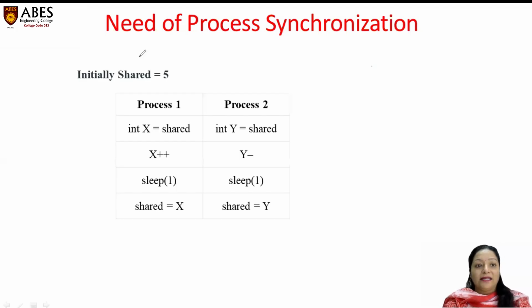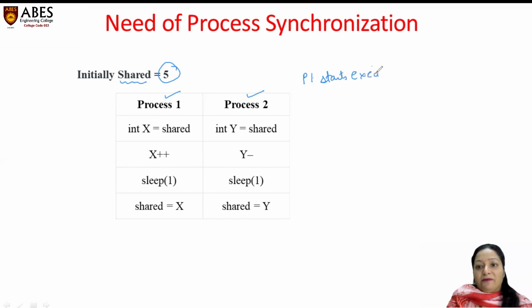Now let us understand why we need process synchronization with the help of two very strong examples. So the first example is this. Let's say we have two processes, process P1 and process P2, and they both are sharing a common shared variable stored in memory named shared, whose initial value is 5. Now let us say that process P1 starts execution first. So what will happen?